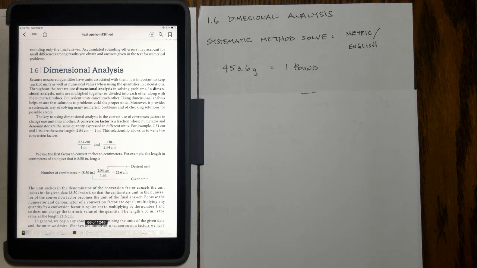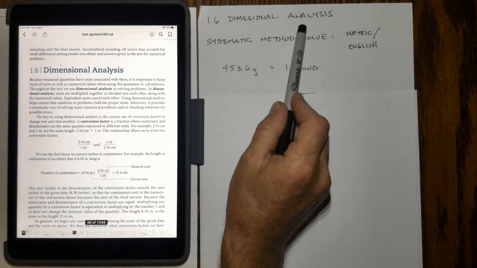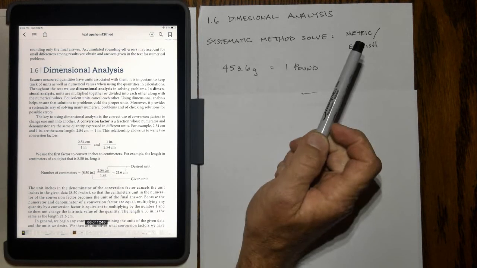The last section in Chapter 1 is called Dimensional Analysis. Make sure you have a notebook and a pencil and maybe a calculator, and you can follow along with it. Write down 1.6 Dimensional Analysis at the top for this section.